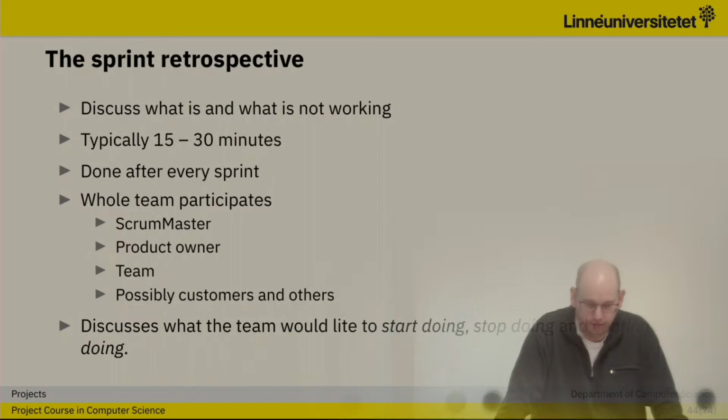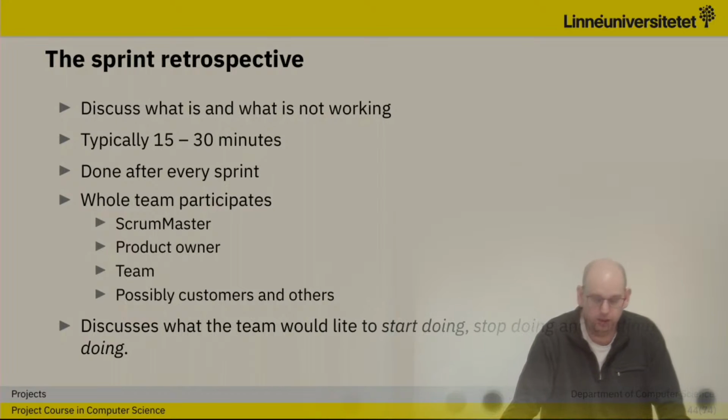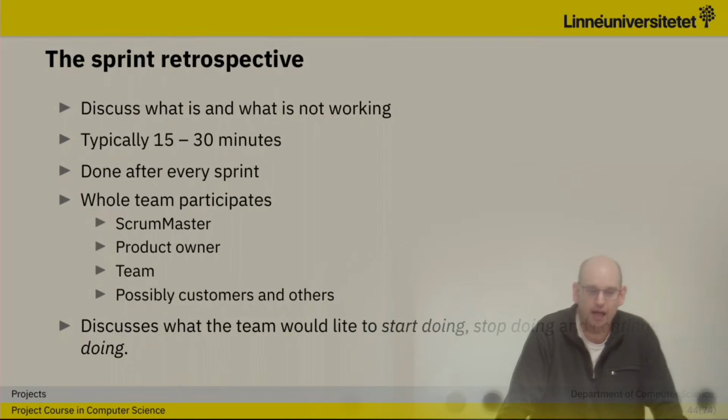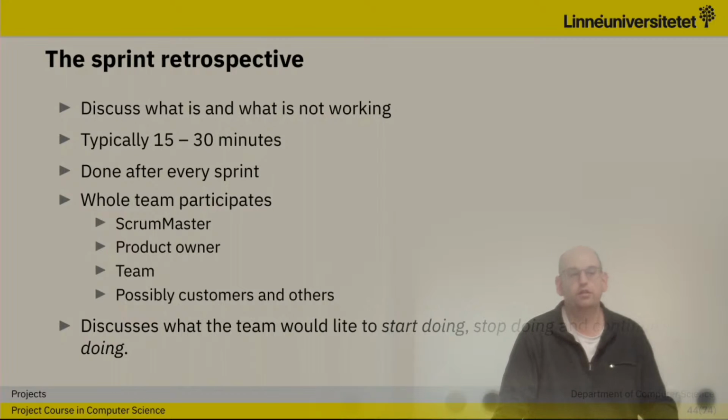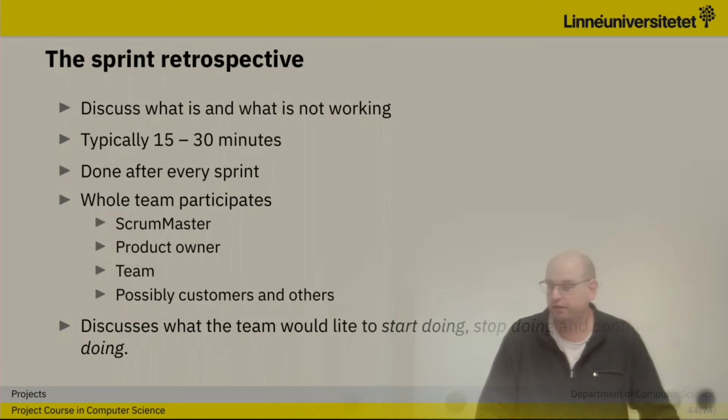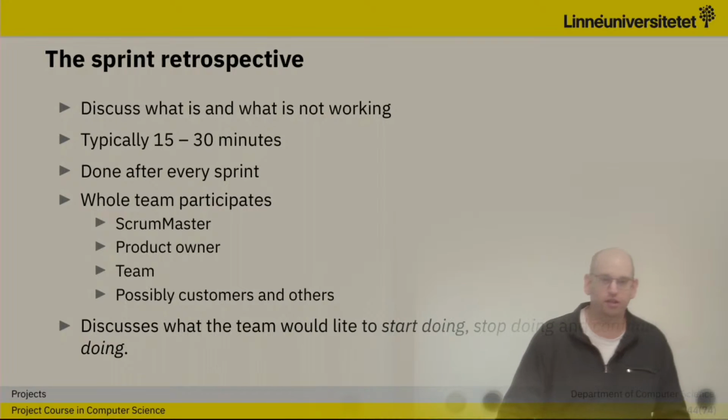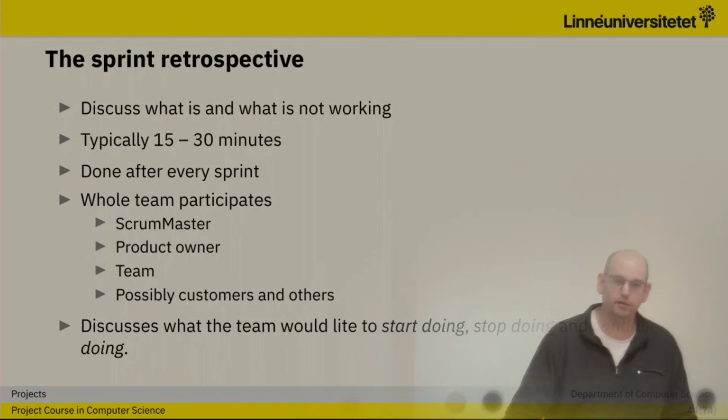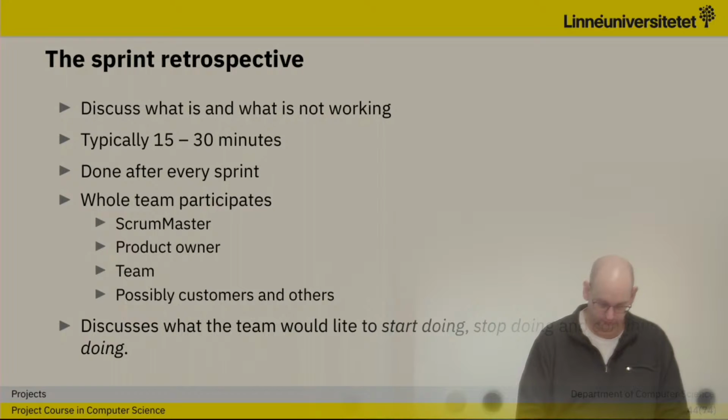So what are the things that we are going to do next? What should we stop doing? Things that are not working. Kalle and Palle cannot work together, for example. And what we should just continue doing. We have a nice coffee machine that's actually working now. Let's hope it continues working.